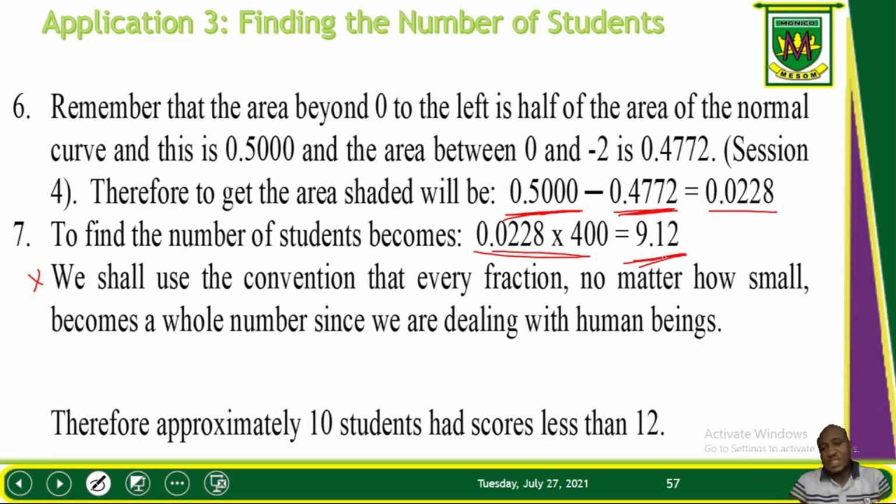Now in normal sense, we are supposed to maintain it as 9. But since we are dealing with human beings, what we are saying is that whatever decimal you get after the whole number should be approximated to the next whole number. So here, we approximate this answer to get 10. So the final answer becomes 10. You write this first and now convert it to 10. Therefore, approximately 10 students had scores less than 12.